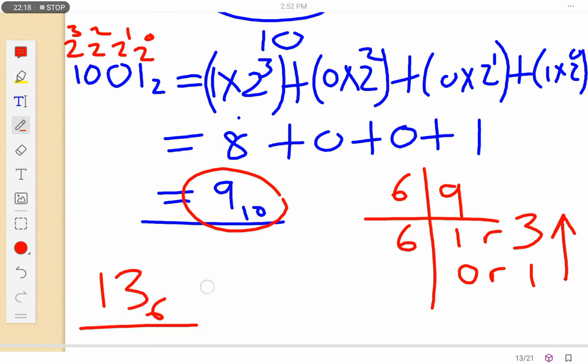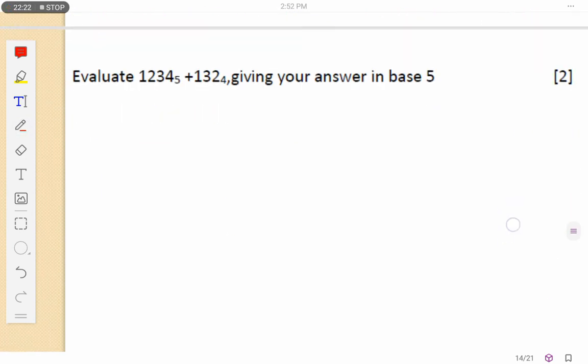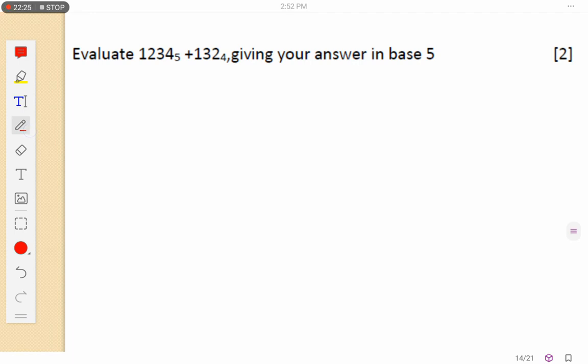So this is the final answer that we are looking for. Let's go on to the next part of the question. This one is saying add 1, 2, 2, 2 base 5 and base 4. We cannot really add these directly. Unless they were in the same base, we would add them directly. I'll show you in another video.